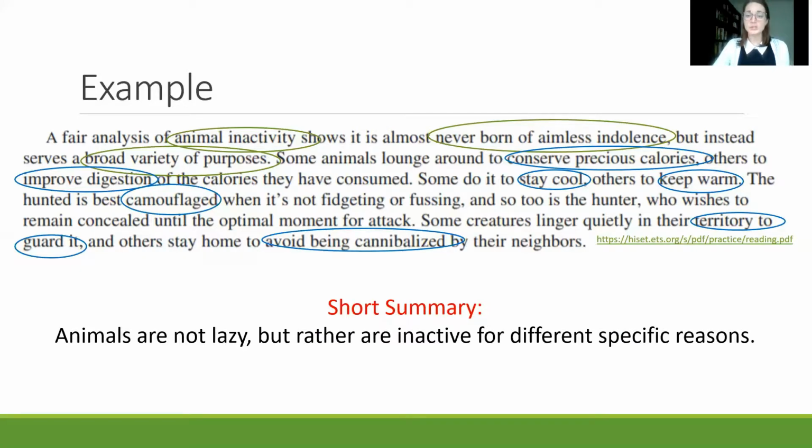So here's a short summary. If I just wanted to summarize this in 1 sentence, I would say, "Animals are not lazy, but rather are inactive for different specific reasons." So that sums it up, right? They have a reason why they're being inactive, they're not being lazy, and I didn't get into any of the details, but this would capture the main idea of this paragraph.